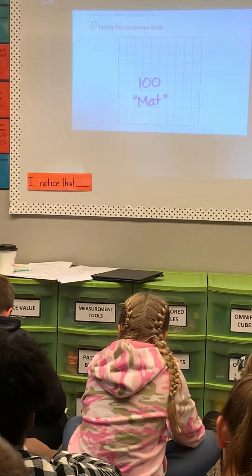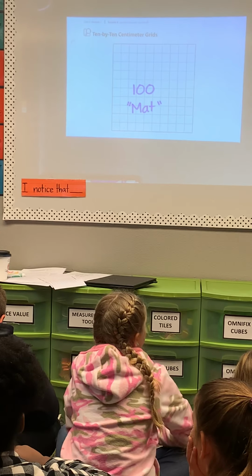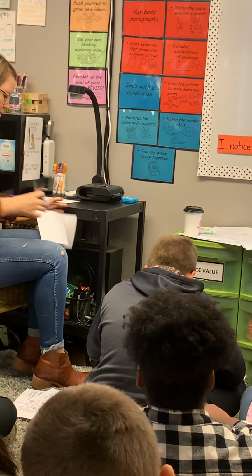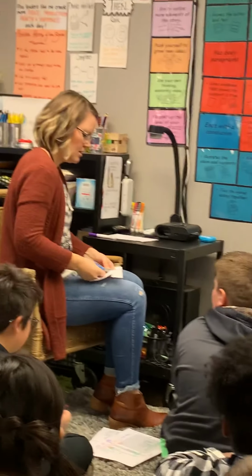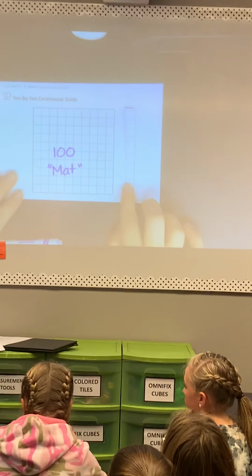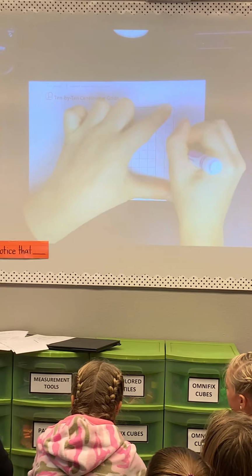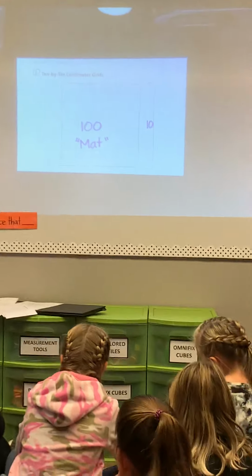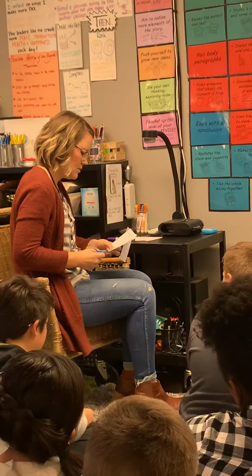We call it a mat because it's a square shape. And then we know that this one column of it represents how many? 10. Okay, so there's my 10. It is a strip, right? So 10. I'm not going to write strip, it's too small. And then we knew that one of those little squares represents 1.